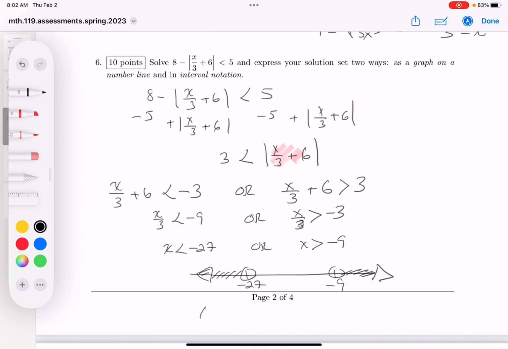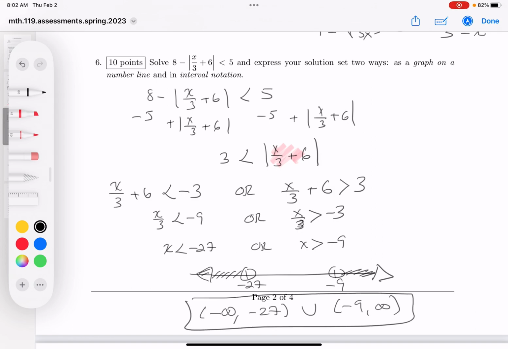The interval notation. Let's write that down. Minus infinity to minus 27, union, minus 9 to infinity. Put a box on that. By the way, they did say graph it. If you want to, you can put a box on it as well, but I think it's pretty obvious that's the only graph on the piece of paper there.